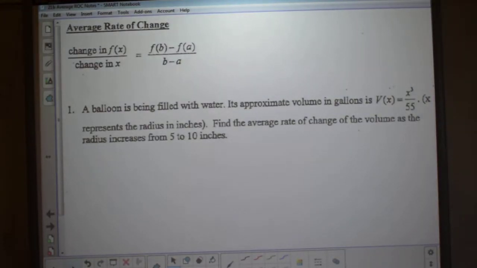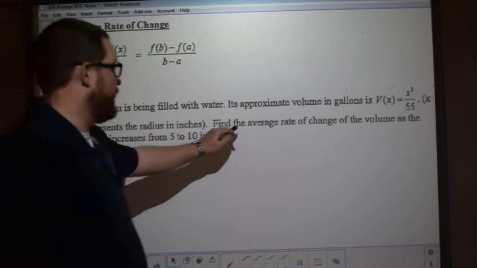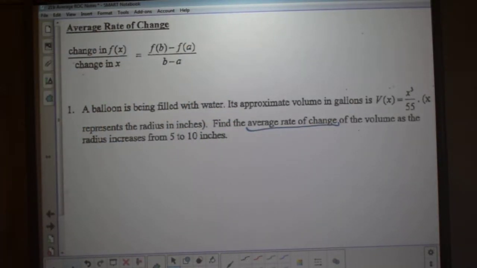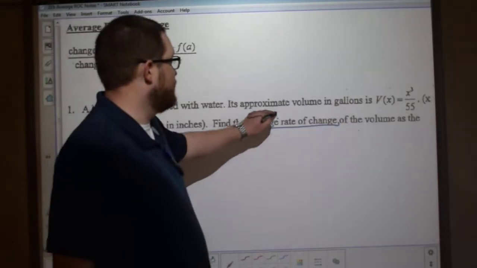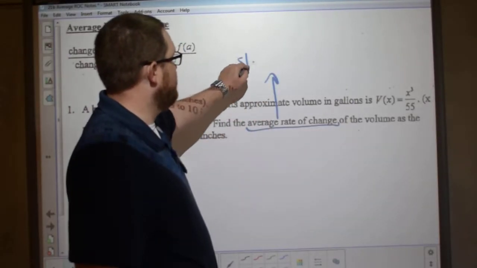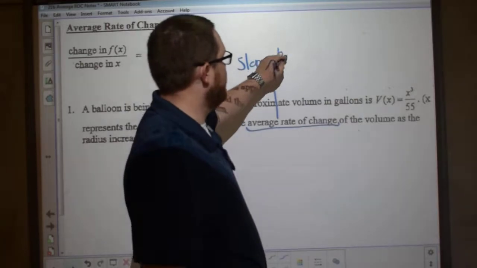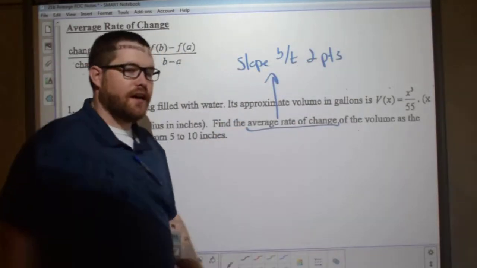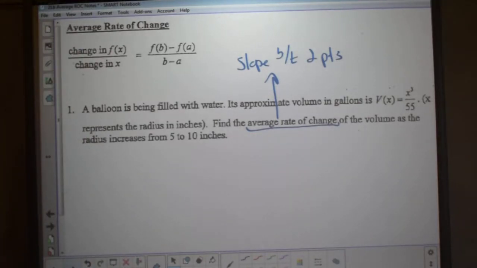A balloon is being filled with water. Its approximate volume in gallons is that formula, where x is the radius in inches. Find the average rate of change of the volume as the radius increases from 5 to 10 inches. Average rate of change, your mind should think slope between 2 points. And we stress this in calculus a lot, so learning it now makes life easier.